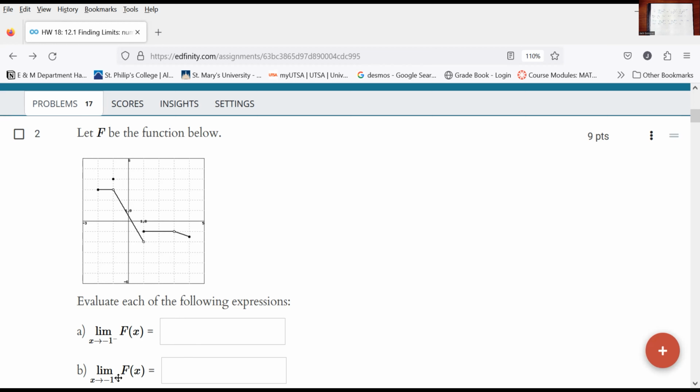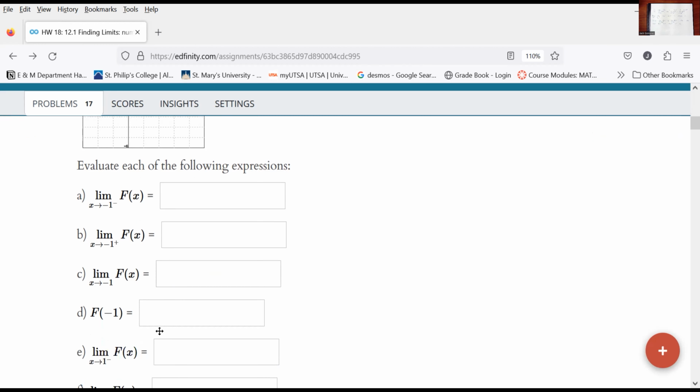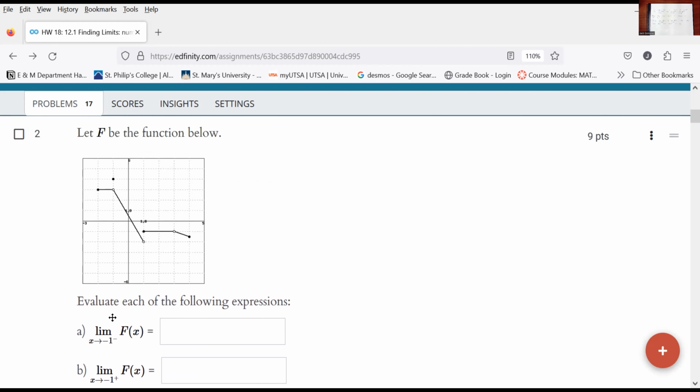From the right, what is it? Approaching the same number, right? Going closer and closer to -1, the y value is still 3, right? So now it has no symbol. This is 3, this is 3, so the limit has to be 3. It exists. Then it asks you, okay, well, can you plug it in? Is it defined? Or is there a hole at -1?